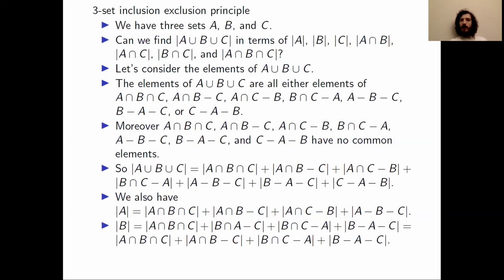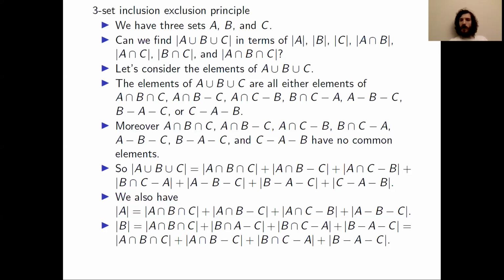We can do something very similarly for B. B, we can write as the union of B intersect A and B minus A. B intersect A, we can write that as the union of B intersect A intersect C and B intersect A minus C. B minus A, we can write as the union of B intersect C minus A and B minus A minus C. This gives us that the cardinality of B is equal to the cardinality of A intersect B intersect C plus the cardinality of B intersect A minus C plus the cardinality of B intersect C minus A plus the cardinality of B minus A minus C.